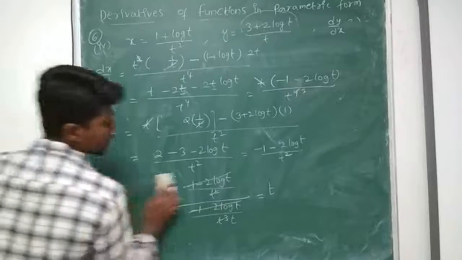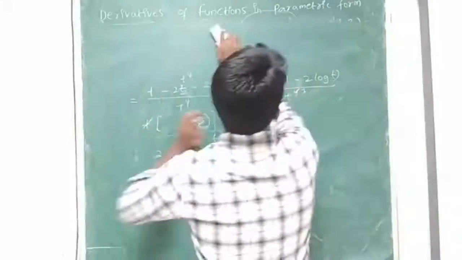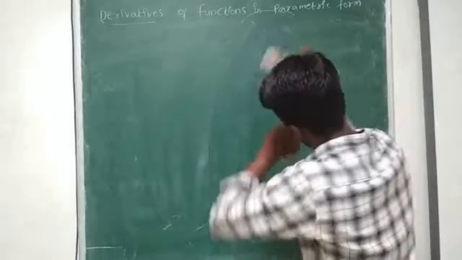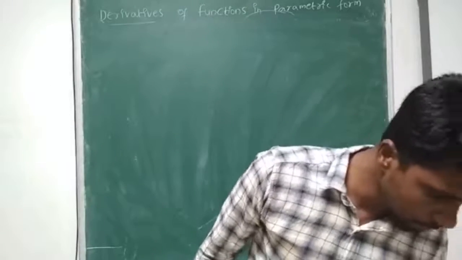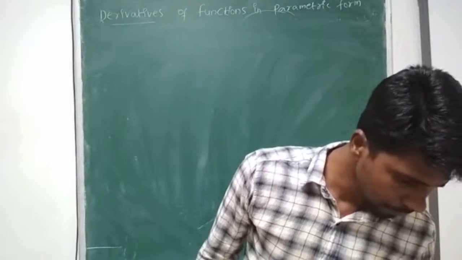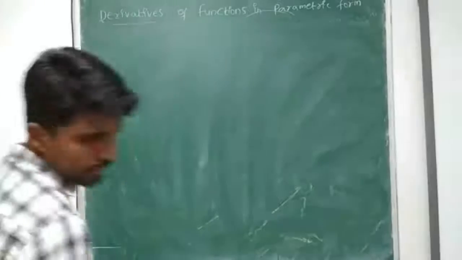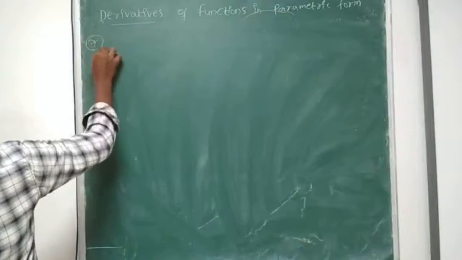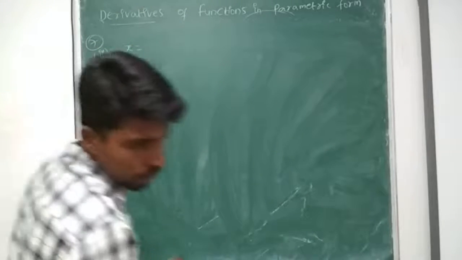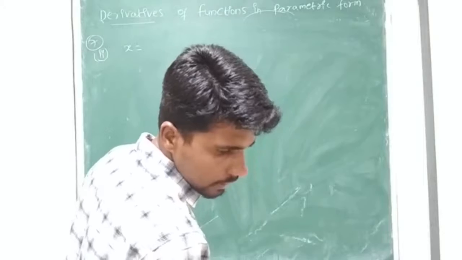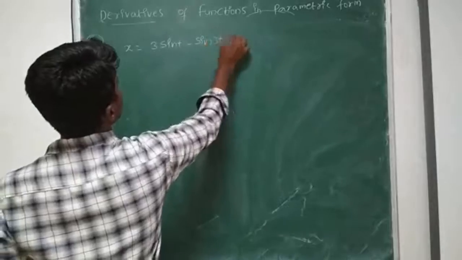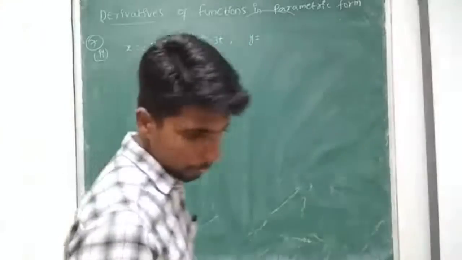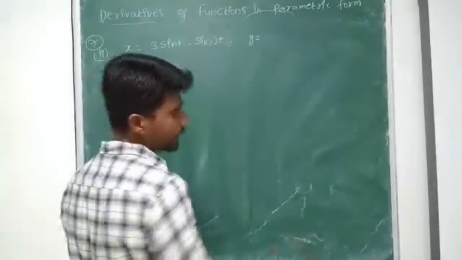Next question. Take the second one. X is equal to 3 sin t minus sin 3t. Y is equal to 3 cos t minus cos 3t.